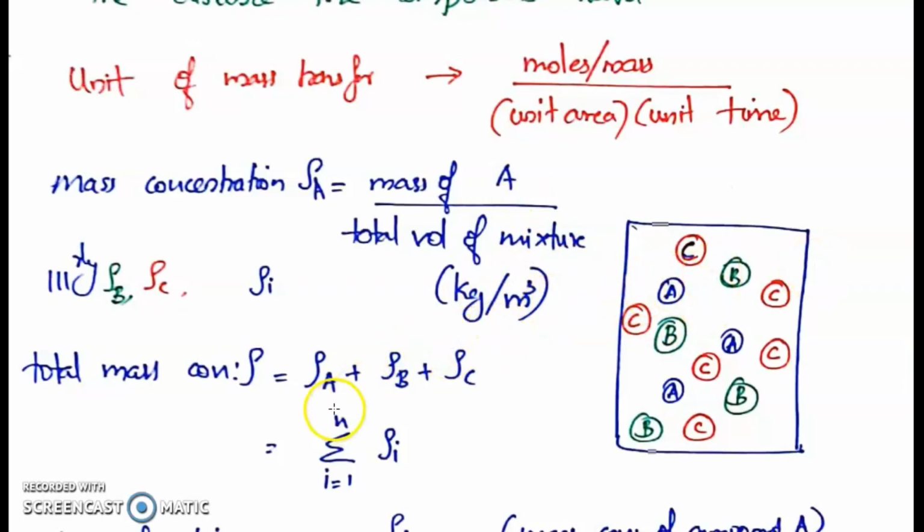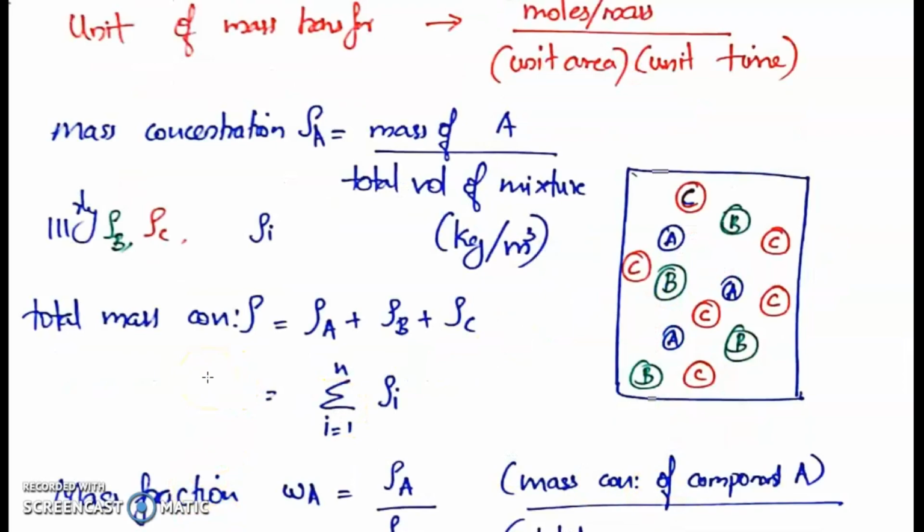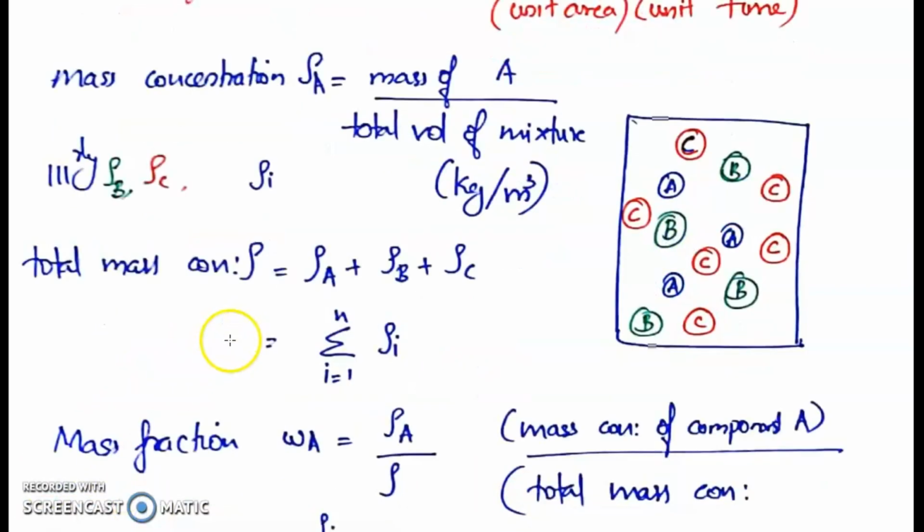Since we have many components, what will be the total mass concentration? The total mass concentration rho is equal to rho A plus rho B plus rho C, that is the sum of the mass concentrations of all the components present in the mixture. I can write this as sigma I equal to 1 to n of rho I, which implies rho A plus rho B plus rho C. Another quantity we require is mass fraction. You have learned about mass fraction earlier also. Mass fraction is represented as small w A, the mass fraction of component A, which is equal to rho A by rho.